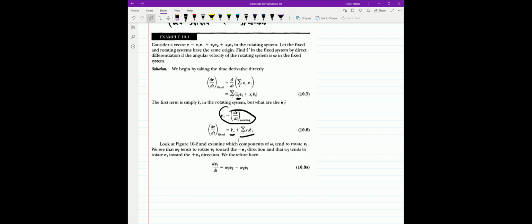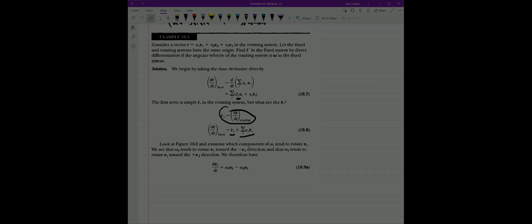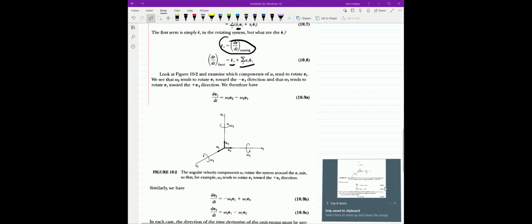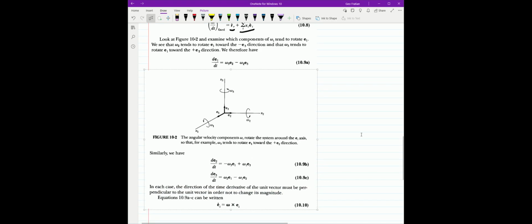And if we were to look at figure 10.2, let me just screenshot a bit more. Okay. And we examine the components of omega i that tend to rotate E1. We see that omega 2 tends to rotate E1 toward the minus E3 direction, and that omega 3 tends to rotate E1 in the plus E2 direction. So therefore we have the derivative of E1 with respect to t. So how this vector E1 changes is going to be given by omega 3 E2 and then omega 2 E3. Okay.